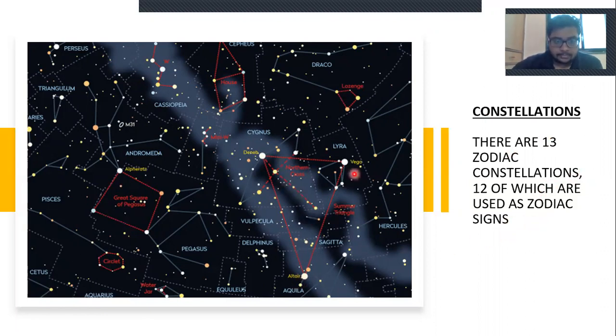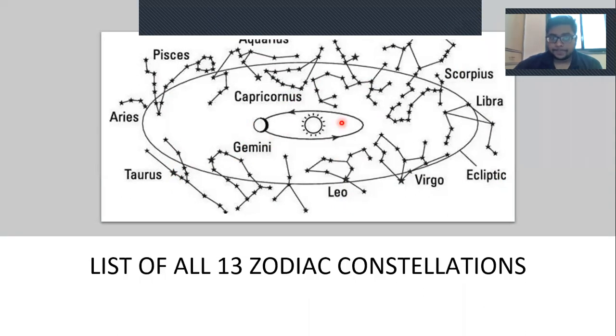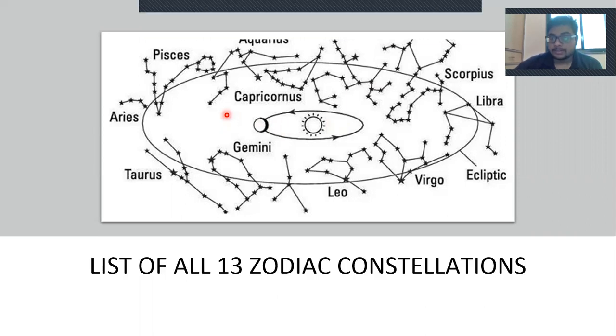See this. This is the Northern Cross, then the Summer Triangle, and there are many constellations actually, but 12 are zodiac signs like this. Check this out now. This is the Sun. This is our Earth, which is rotating, and the signs that we see are Leo, Virgo, Ecliptic, then Libra, Scorpius, Capricornus, Aquarius, Pisces, Taurus, Gemini. These are constellations, patterns made by stars.